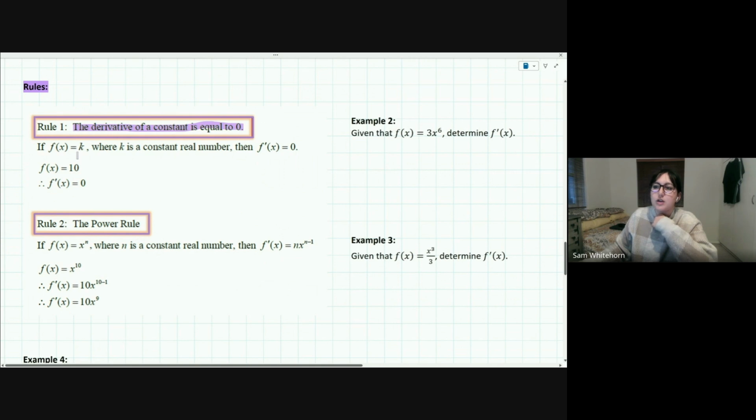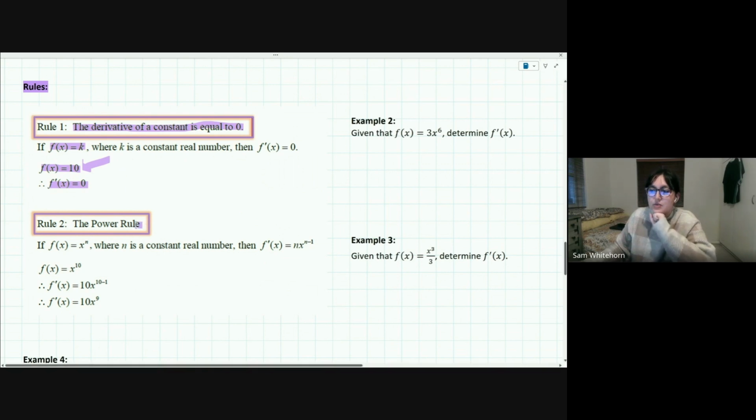So if you were asked to find the derivative of f of x equals k, I'll give you an example now, f of x equals 10. That 10 is a constant. There's no variable attached to it. The derivative is 0. So that will always be the case. If you wanted to try and do this by first principles, awesome, you will get 0.